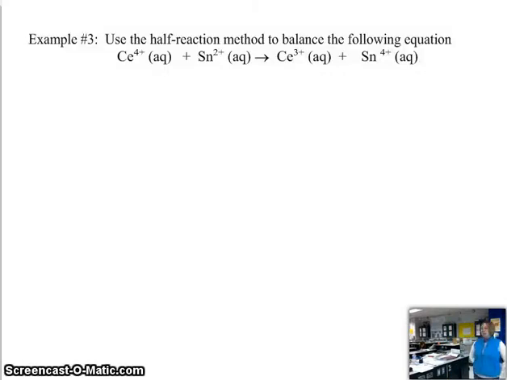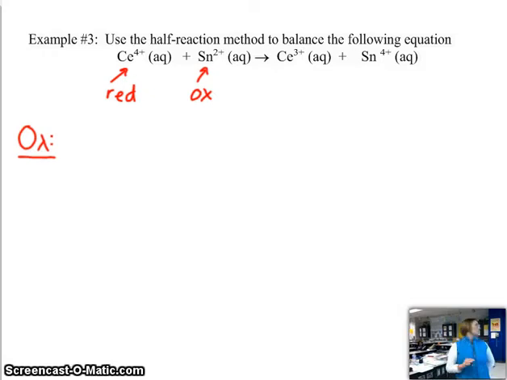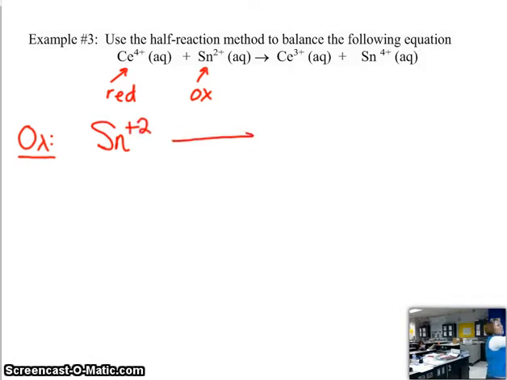Okay, first we'll start with something very, very easy, and then we'll make it a little bit more complicated. So here the charges are assigned. If the charges were not assigned, you would assign the charges. You notice that tin's charge is going up, so tin is being oxidized, and this ion is being reduced. So you'll actually just pull those out of the reaction to write half reactions. We're going to write the oxidation half reaction and the reduction half reaction. So the oxidation half reaction, we have tin plus 2 going to make tin plus 4.